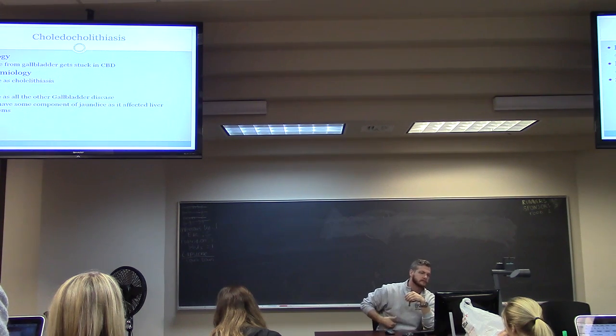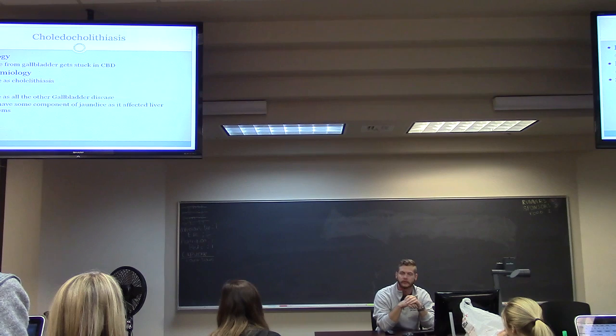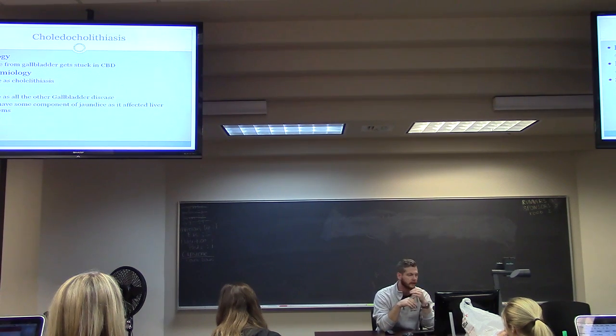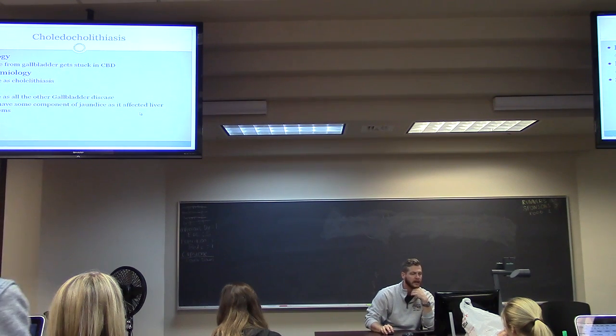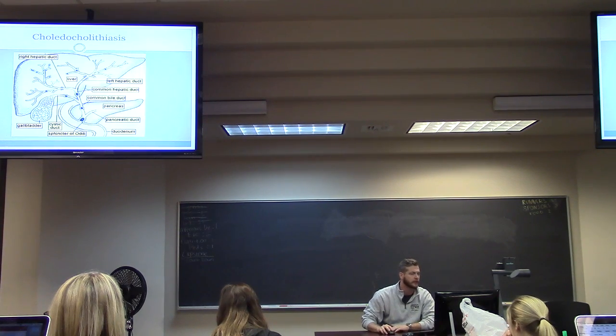What's the physical exam finding for whenever you have pain on palpation in the right upper quadrant? Right. Those are all kind of board question type stuff that you're going to see as well. You can have some component of jaundice if it affects the liver enzymes or causes an elevation in bilirubin, which it can.